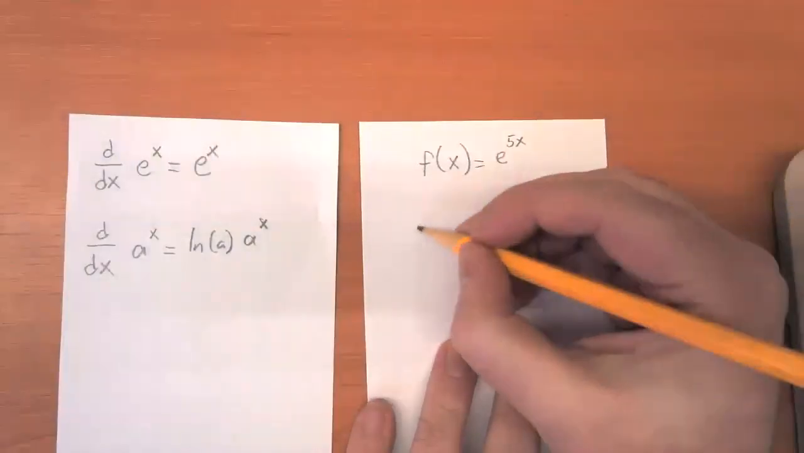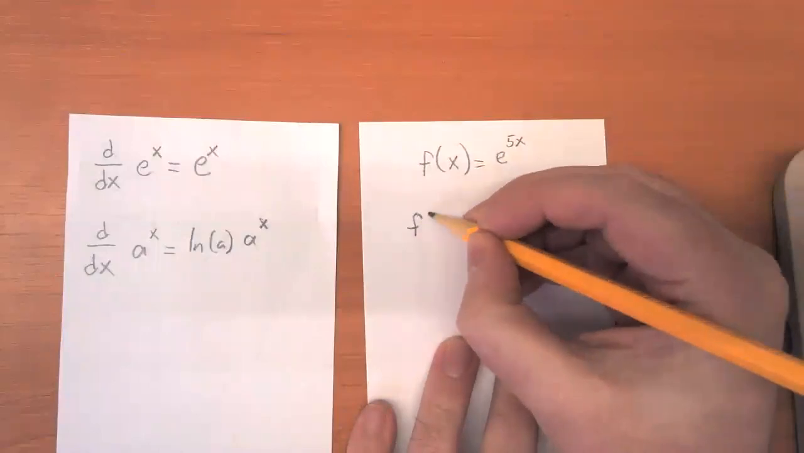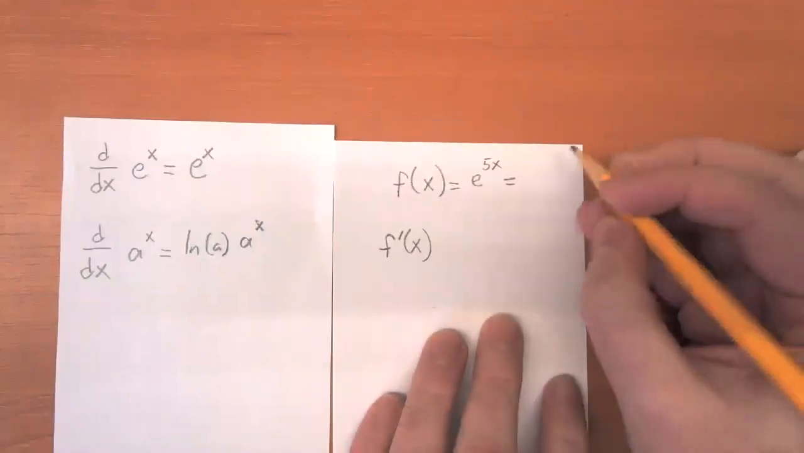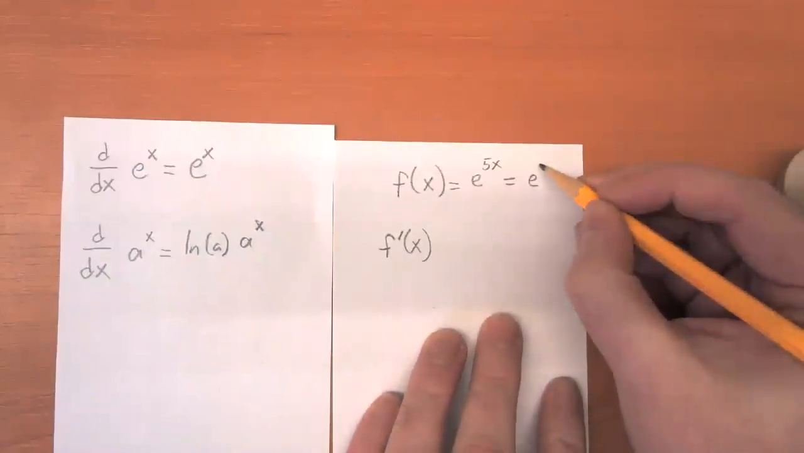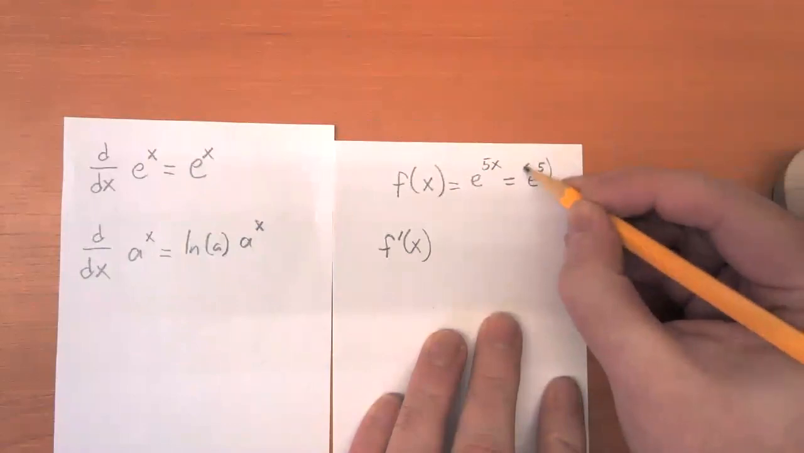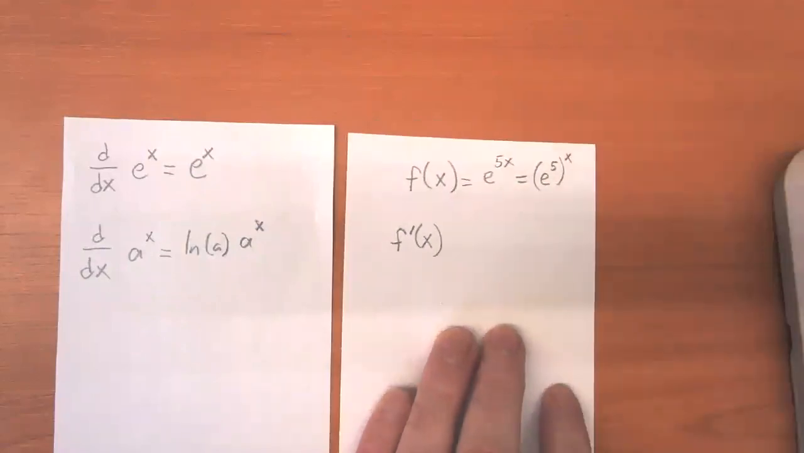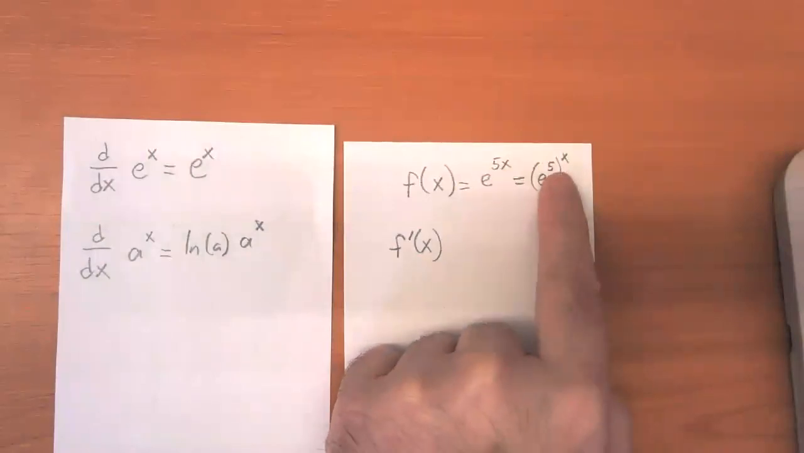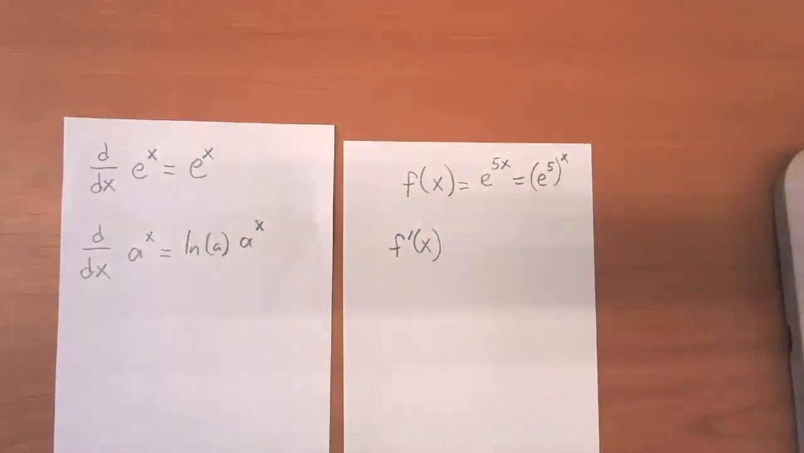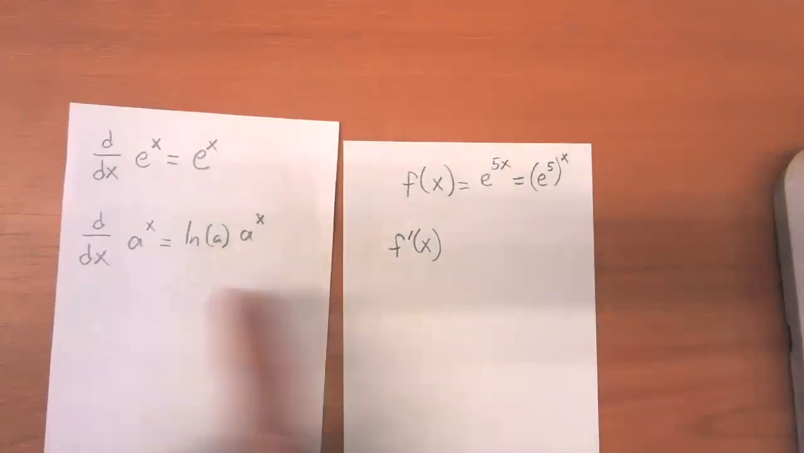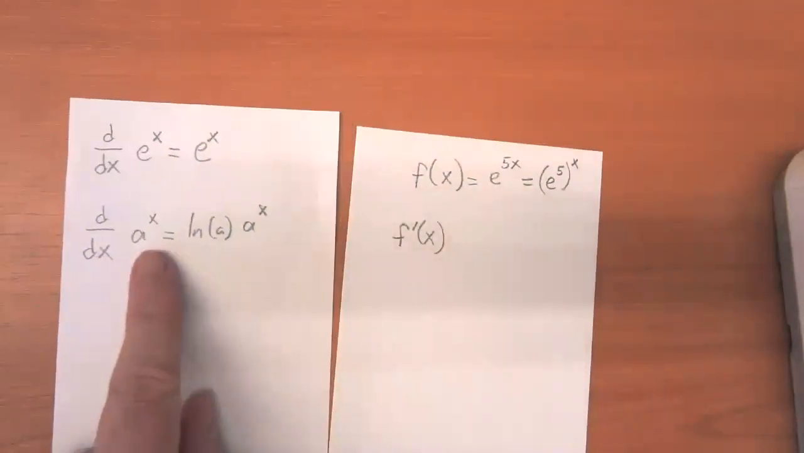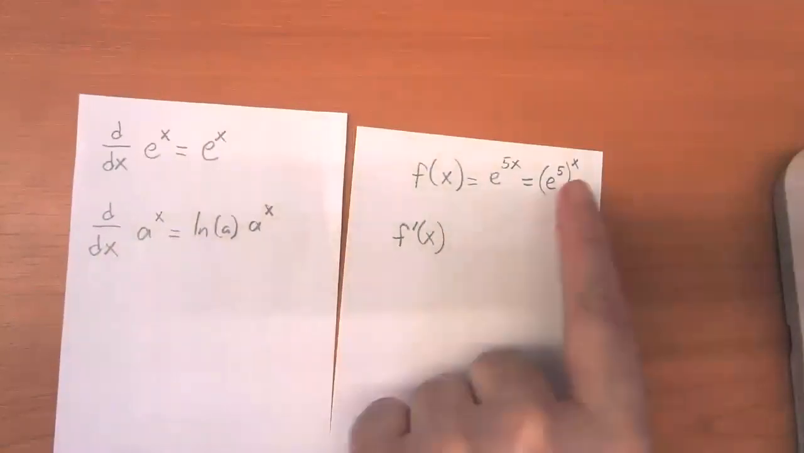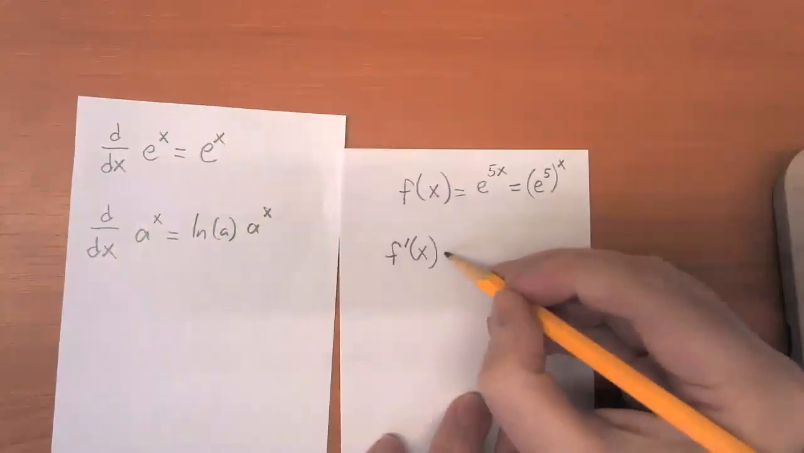All right, so to solve this, the first thing I'm going to do is write this in a slightly different form. I'm just using my exponent rules. So this is e to the 5 power to the x power. Remember, when you're multiplying your exponents, you can express that as a power to a power. So finding the derivative of this function is just an example of this second function where a is equal to e to the 5th power.